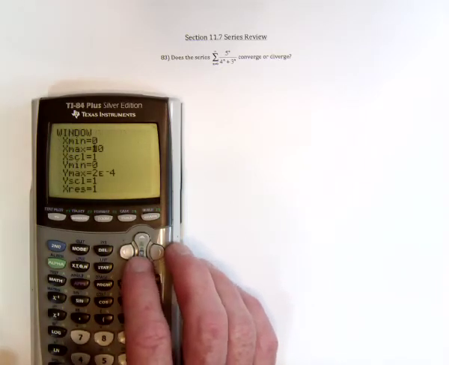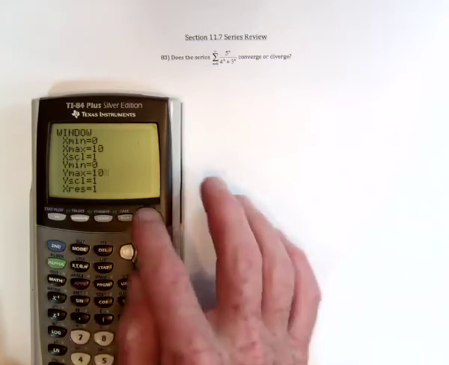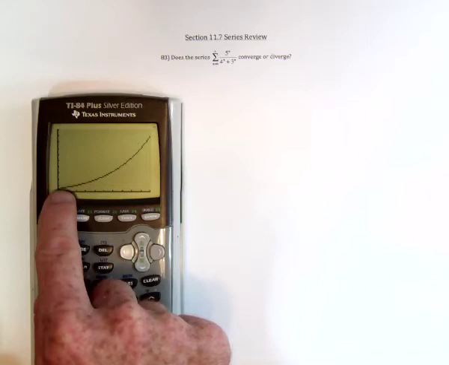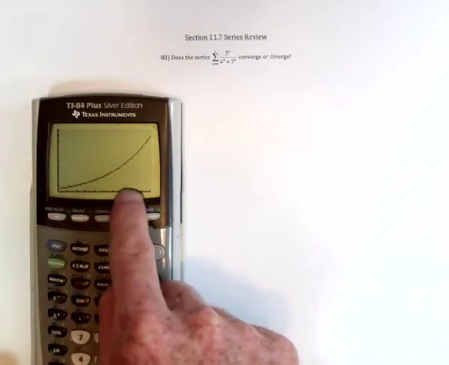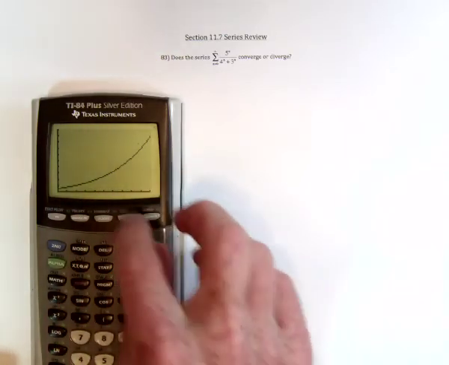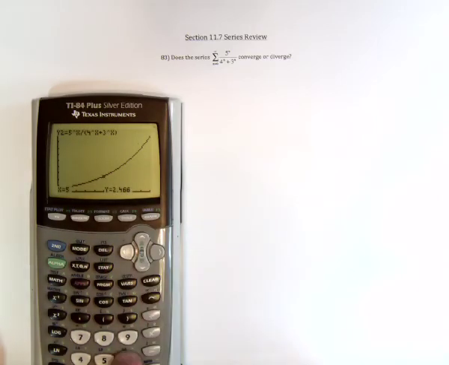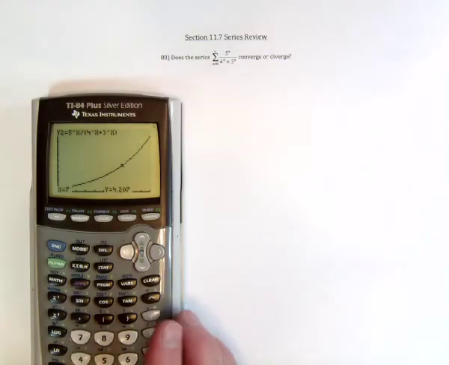Change the window, 0 to 10. So look at the first 10 terms. And the individual terms are just getting bigger and bigger and bigger. So this definitely diverges. The individual terms have to be really, really close to 0 in order for this series to converge. If you look at this, you're adding up things like 2.4 plus 3.23 plus etc. The series diverges. Now, how do we prove it?